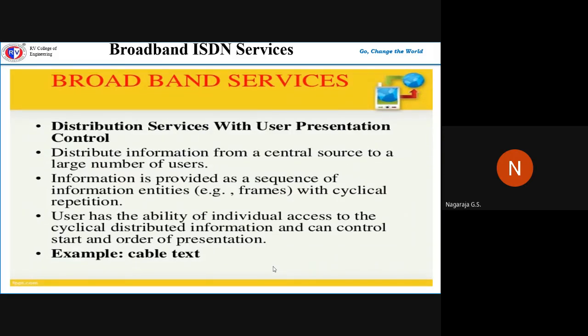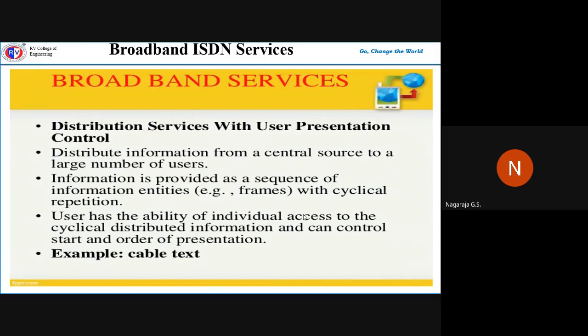Having said that, we have some more services relating to distribution services with user presentation control. Distribute information from a central source to a large number of users. Information is provided as a sequence of information entities, that is in frames, with cyclical repetition. The user has the ability of individual access to the cyclically distributed information and can control the start and order of presentation. That is the example of cable text.